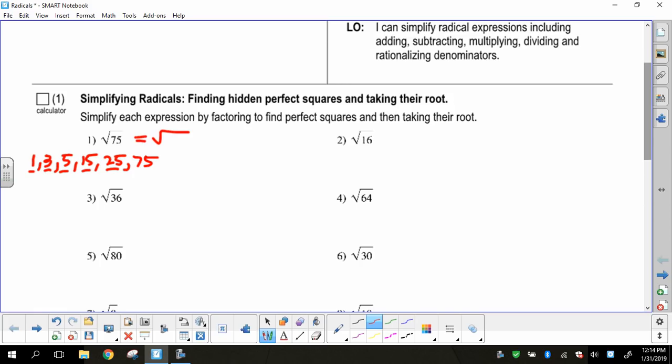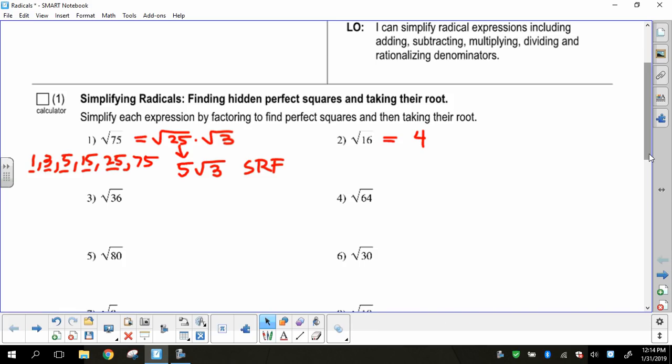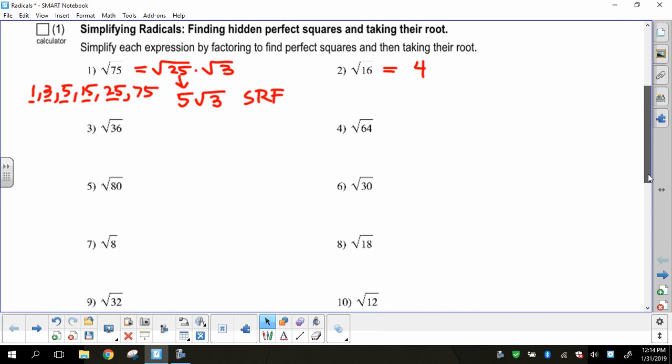So we're going to rewrite this as the square root of 25 times the square root of 3, which is the same as the square root of 75. And now the square root of 25, we can just write as a whole number, 5. So in simplest radical form, the square root of 75 is 5 times the square root of 3. Now the square root of 16 is equal to 4 because that's a perfect square. So we're going to move on down to another example where we have to simplify it a little bit.